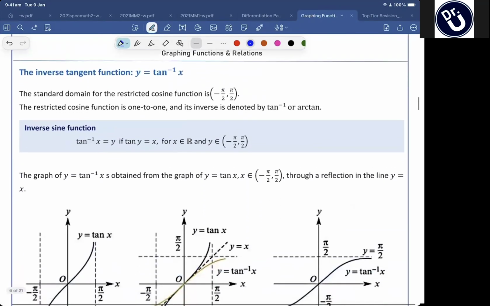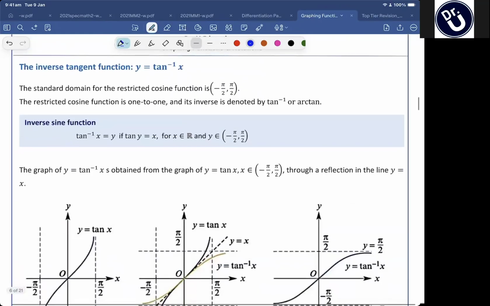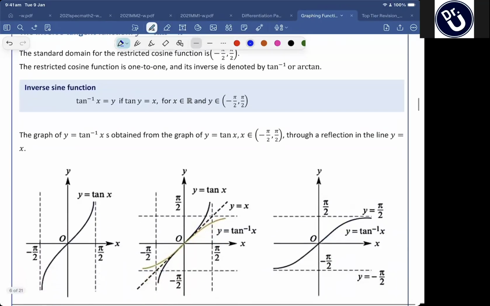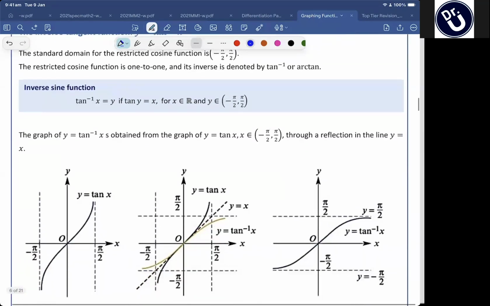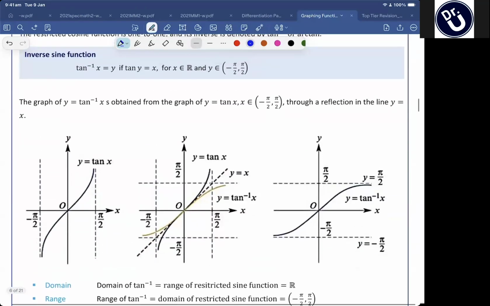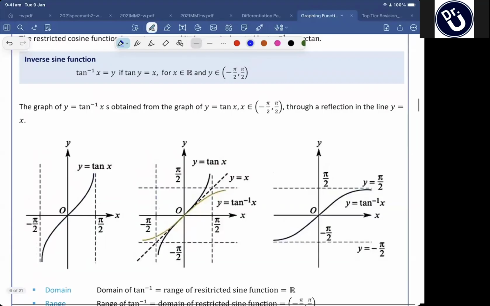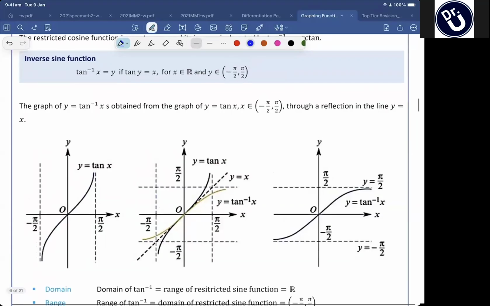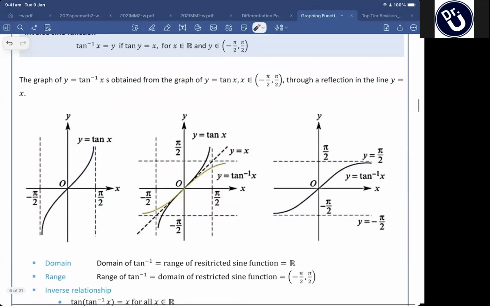Okay, let's finish the tan inverse function as well. So now you can see the tan function looks like this between minus pi divided by 2 to pi divided by 2. And this is your tan function. So if you think about the symmetry about y is equal to x, tan inverse looks like this.